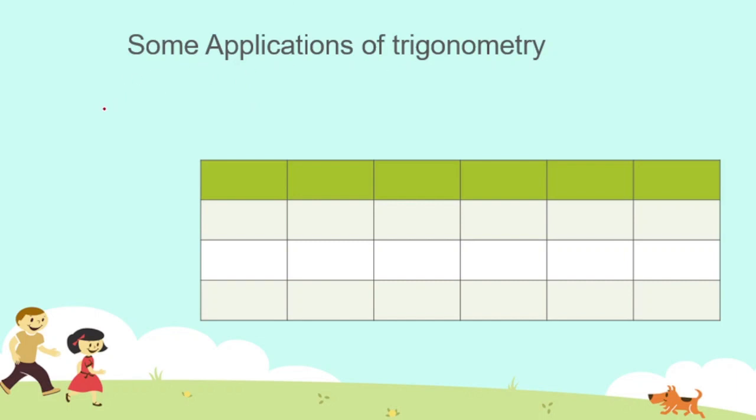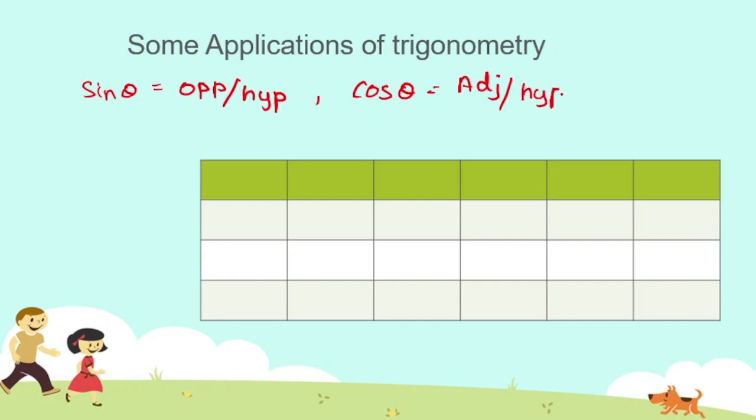Here the most important formula is sine theta. What is your sine theta? Sine theta is equal to opposite by hypotenuse, right? What is your cos theta? Cos theta is equal to adjacent by hypotenuse, right? And what is your tan theta? Your tan theta is equal to opposite by adjacent. These three are really important to remember.